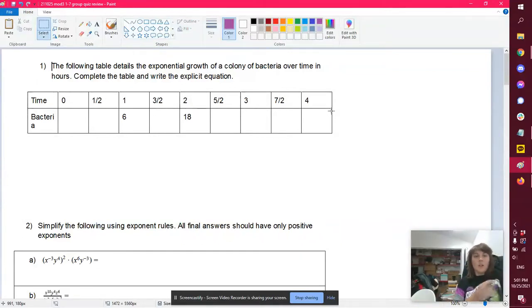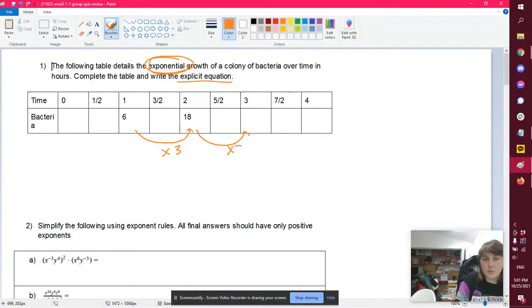All right. Number one, the point of this is that we've got an exponential equation. We want to fill in this table, and we want to write the explicit equation, right? When we fill in a table, we always want to do the whole number stuff first. So when we went from 1 hour to 2 hours, we went from 6 bacteria to 18, which was multiplied times 3. I know it's multiplied because this is an exponential growth where we know it's multiplication. So from hour 2 to 3, we multiply by 3 and get 54. From hour 3 to 4, we multiply by 3 and get 162. If we go backwards in time, so from hour 1 to 0, we would just divide by 3.